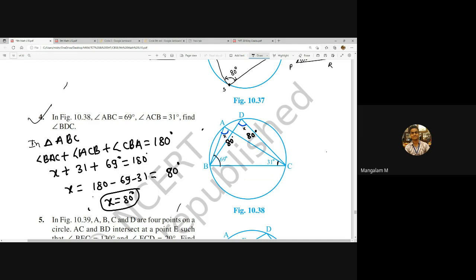So the basic thing is that we know that the angles on the same segment are equal. This is a very, very important formula, right? Important theorem.